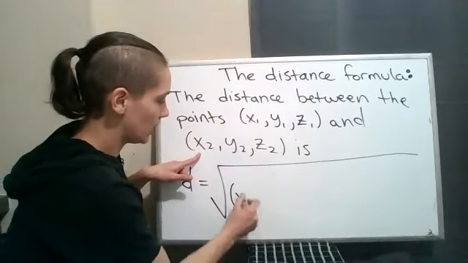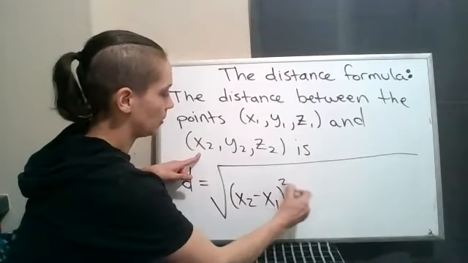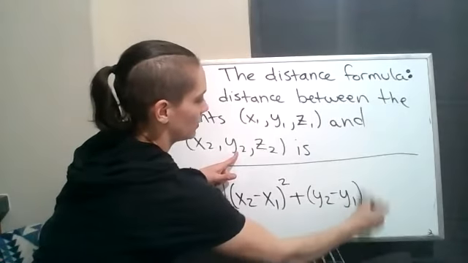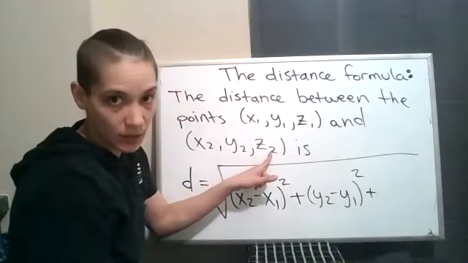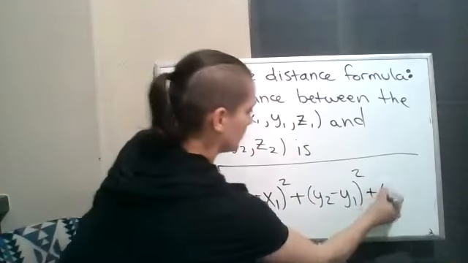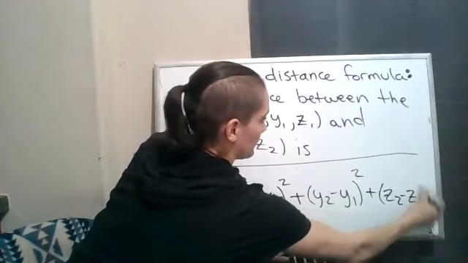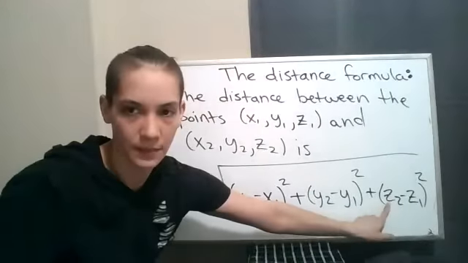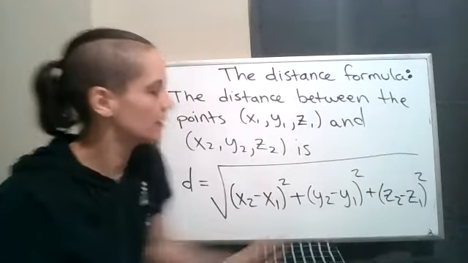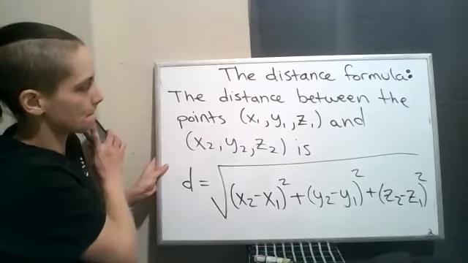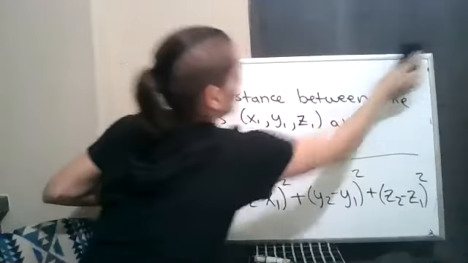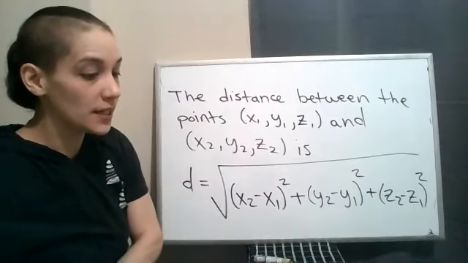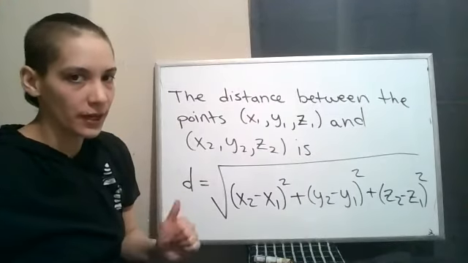Or we can go the other way. We're going to do x2 minus x1 squared, add y2 minus y1 squared, then add z2 minus z1 squared, and done. So there's this extra part where we have those z values. We will find the distance between the points 2, negative 1, 7, and 1, negative 3, 5.